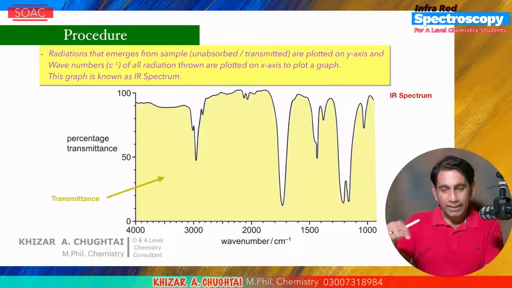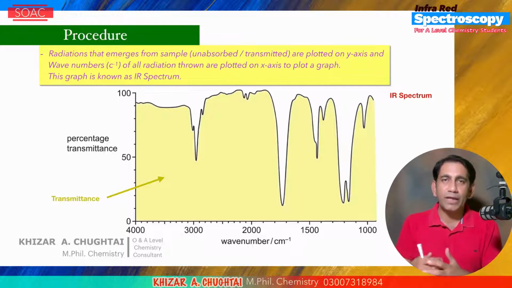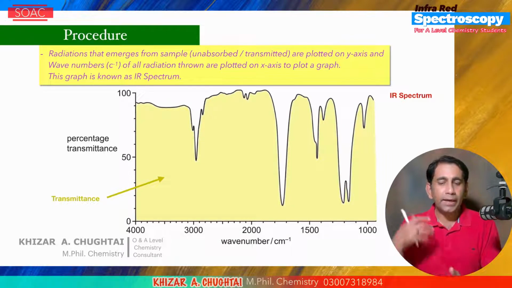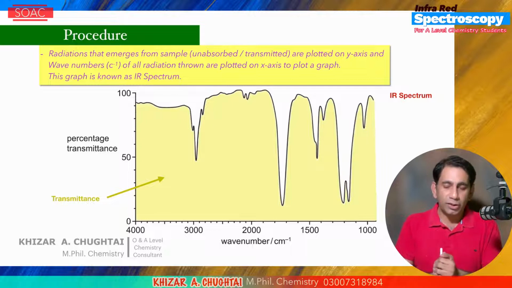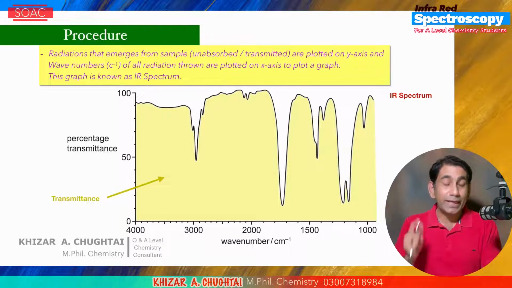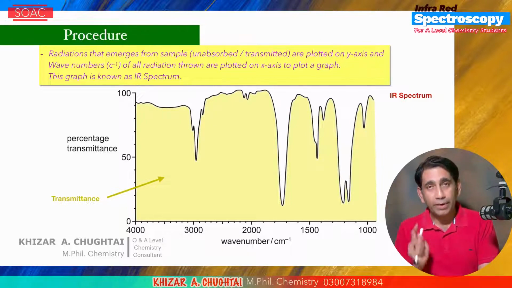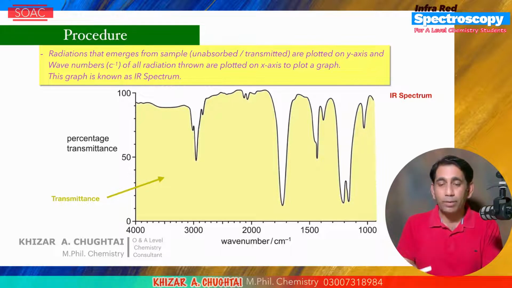I highlighted this area to differentiate between the absorbed and unabsorbed radiation. This yellow area is basically indicating unabsorbed radiation. Unabsorbed is also said to be transmitted radiation. So this portion of the radiation was not absorbed by that sample. Now, what are the absorbed radiations?